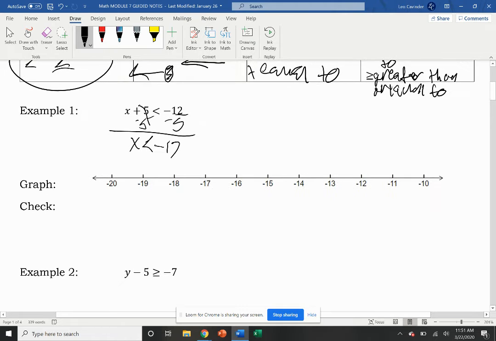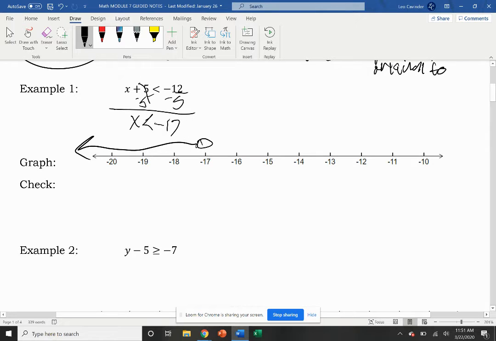Okay, so now we know that on negative 17, it's going to be an open circle because it has no line underneath. We're going to look at the sign, and we see it goes in this direction. Oh, that was a terrible line. It's going to go in that direction.